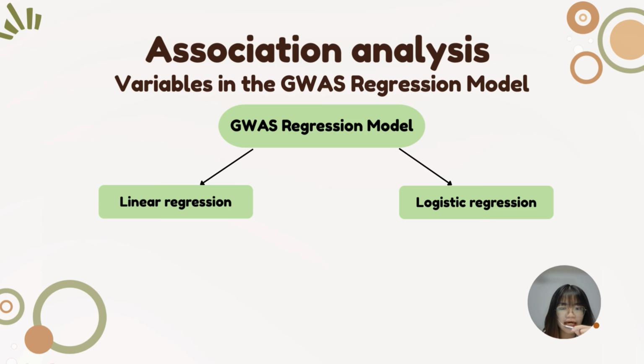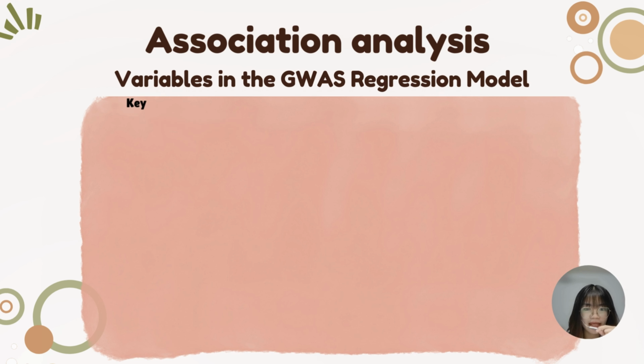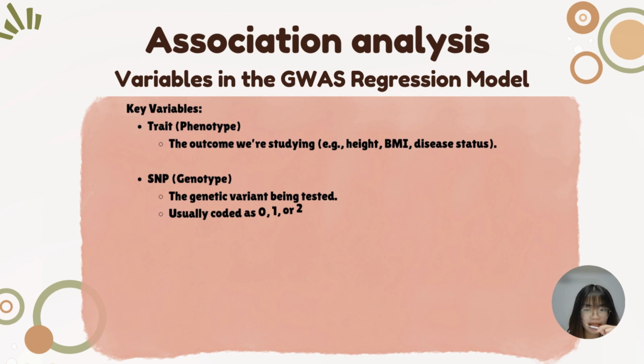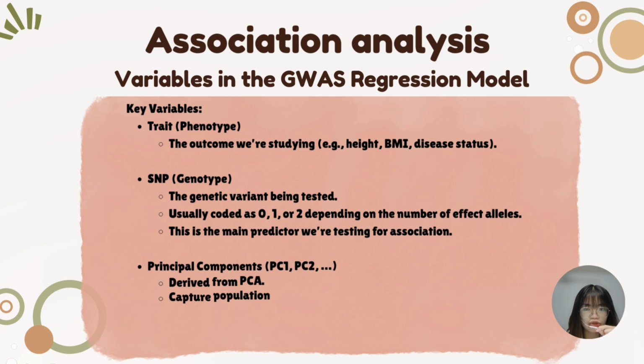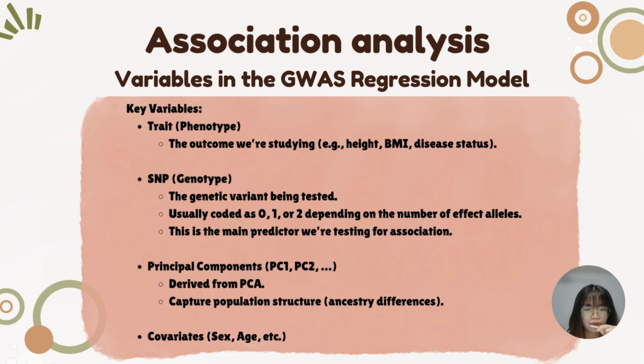Although these two models are used for different types of traits, the variables included in the models are the same. In both cases, the SNP genotype is the main variable of interest, usually coded as 0, 1, or 2 copies of the effect allele. We also include covariates such as age, sex, and principal components from PCA to control for population structure and other confounding factors. The outcome we are studying is the phenotype.